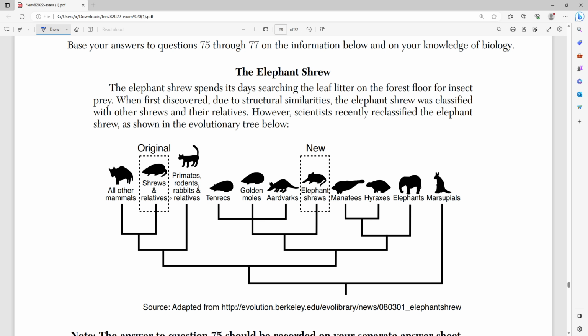we have this evolutionary tree, right? We have all other mammals and we have rodents, and we have pretty much shrews and relatives were grouped with all other mammals, right? But now they've been regrouped. Rather than being on this side of the tree, they've been regrouped to this side of the tree, right? So that's a pretty big change, right? This was saying that shrews were pretty closely related to all other mammals. This is saying that they're pretty far away from all other mammals.